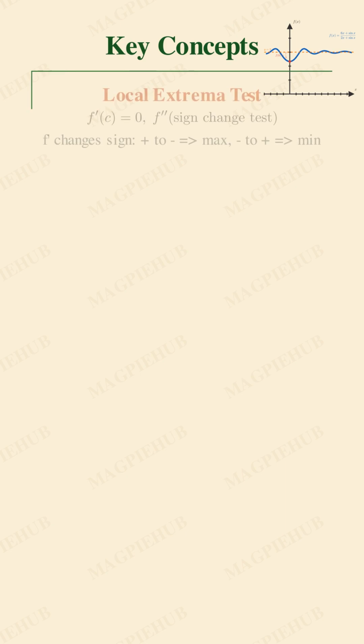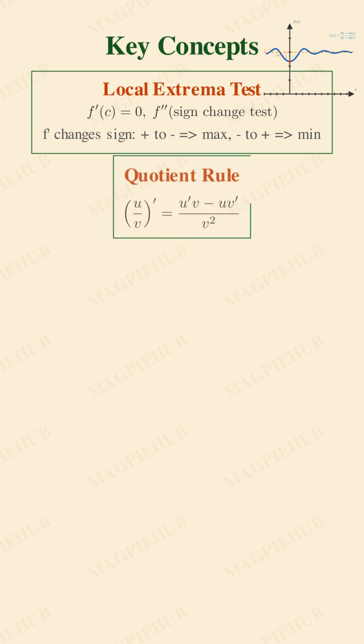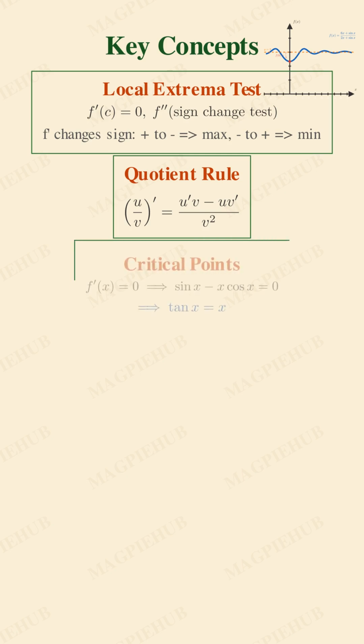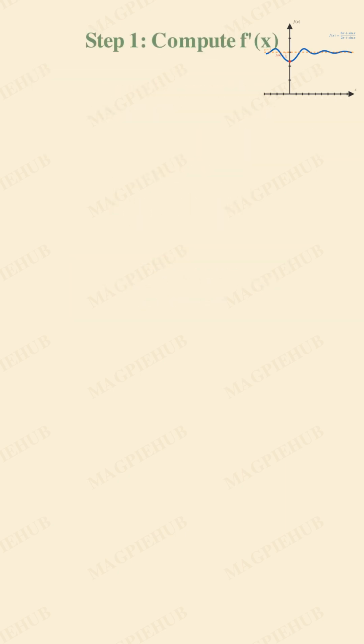Before solving, let us recall the key concepts. First, for local extrema, we check where f prime equals 0 and whether f prime changes sign. Plus to minus means a local maximum, minus to plus means a local minimum. Second, we will need the quotient rule to differentiate f of x. Third, as we will see, the critical points of this function satisfy the equation tan x equals x, which is a classic transcendental equation.